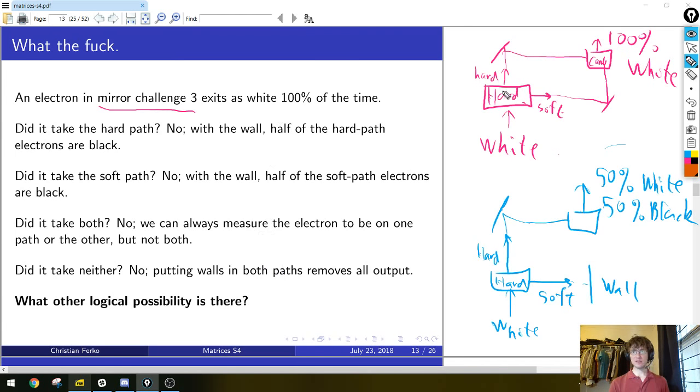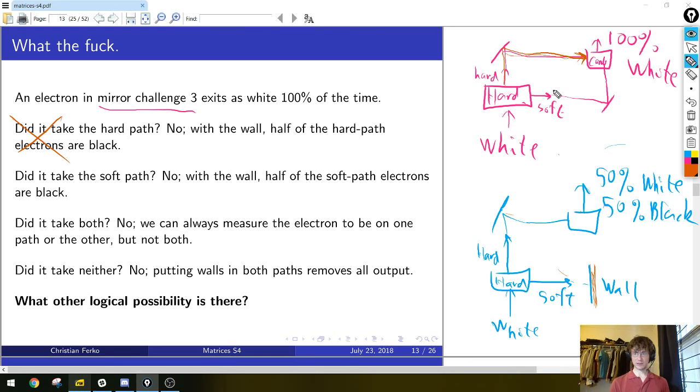Well, it could not have been true that this electron took the hard path to this combiner box, because when we put a wall in the way of the other path, the soft path, half of the electrons which took that path were black. So if this electron is certain to be white, it could not have taken this path, because we know that all electrons that take this path are equally likely to be black as to be white. So the electron did not take the hard path.